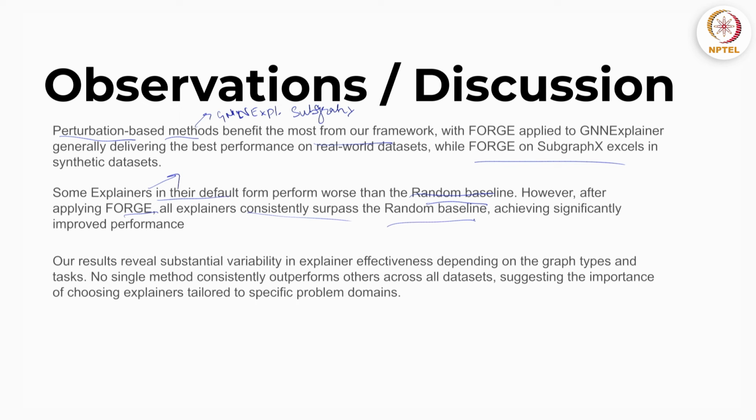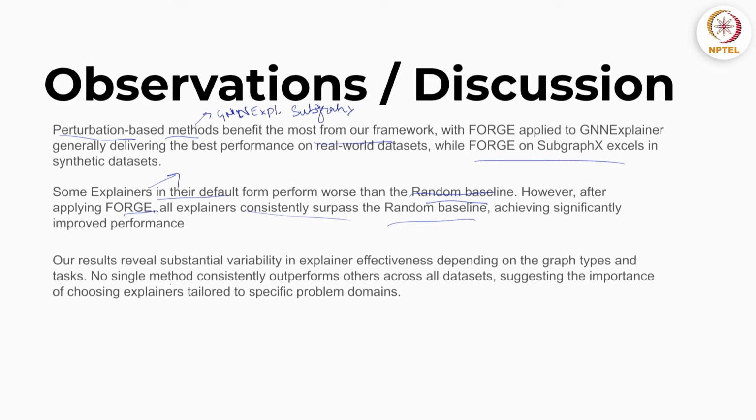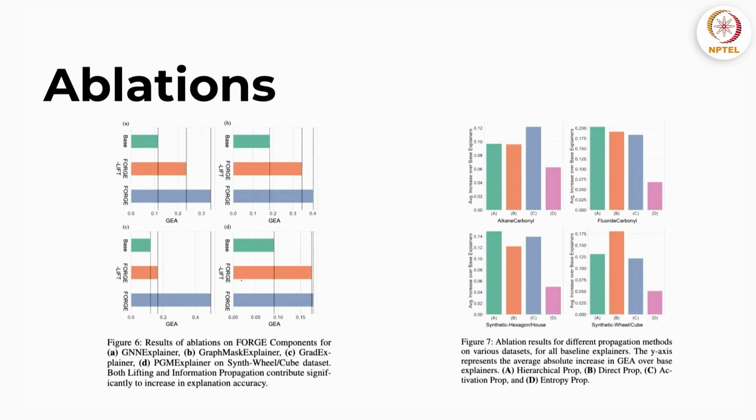Lastly, our results actually reveal that there is a lot of variability in explainer effectiveness. As you saw, sometimes GNN explainer was the best, sometimes subgraph X was the best, etc. So no single method consistently outperforms across all data sets. It suggests that the choice of explainers has to be tailored to specific problem domains. Perturbation-based methods might be better for some, gradient-based methods might be better for other applications.